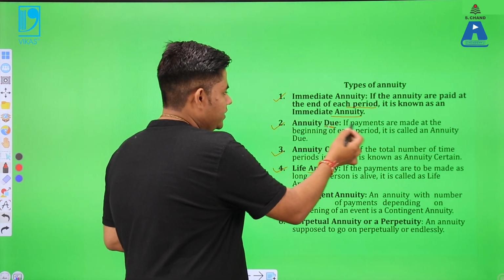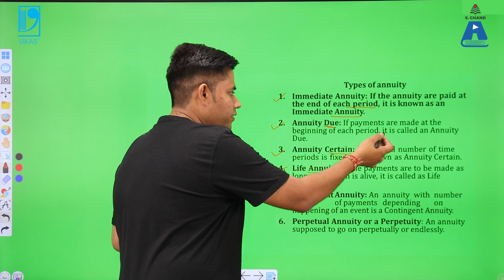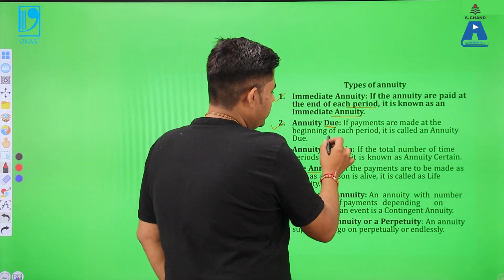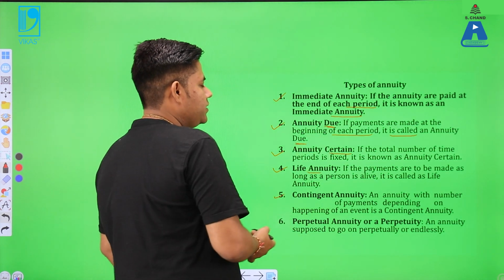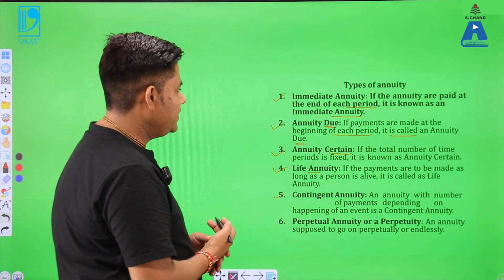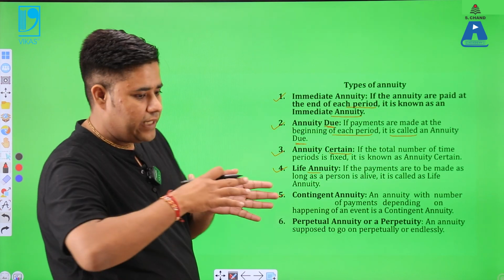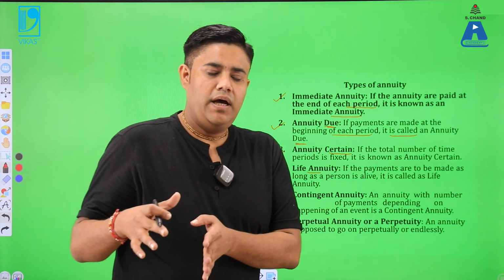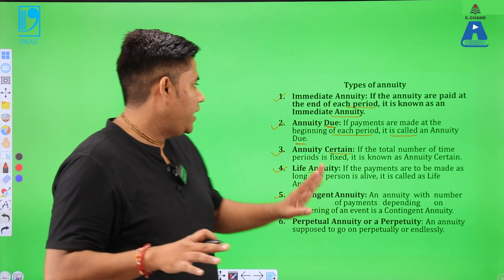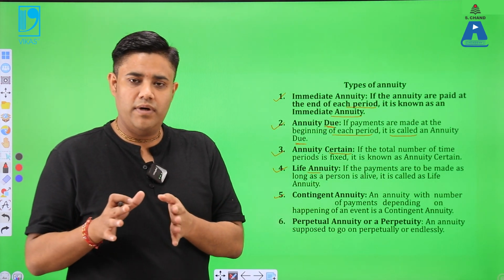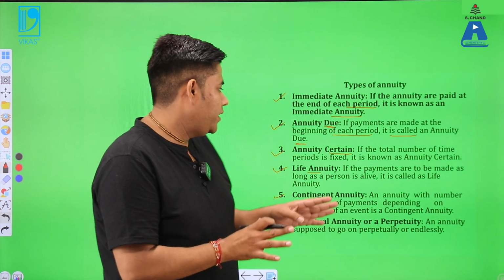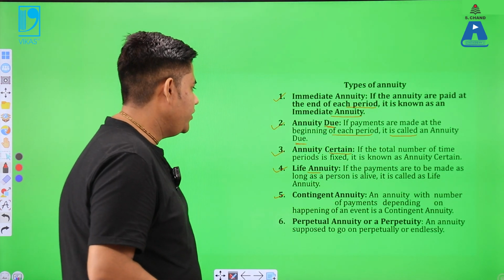Annuity due is linked with the payments that are made at the beginning of each period, and that particular thing is called annuity due. So let's say if you are paying the amount at the end of a particular period, that is linked with an immediate annuity, and if you are paying that amount at the beginning of a particular period, that is called annuity due.